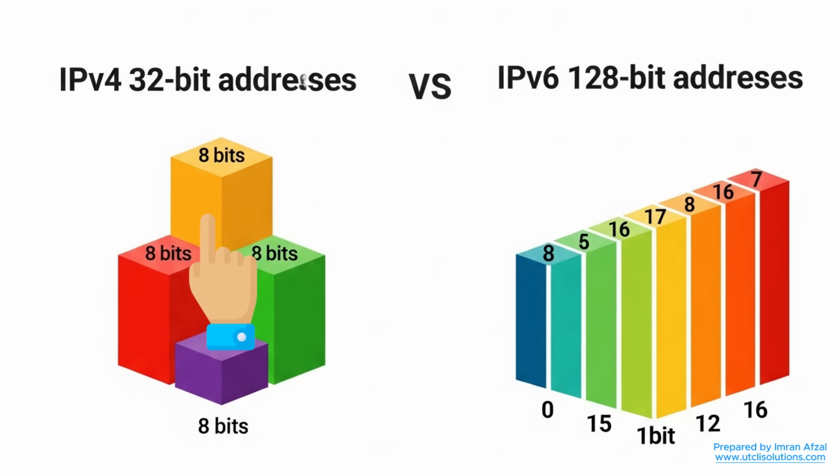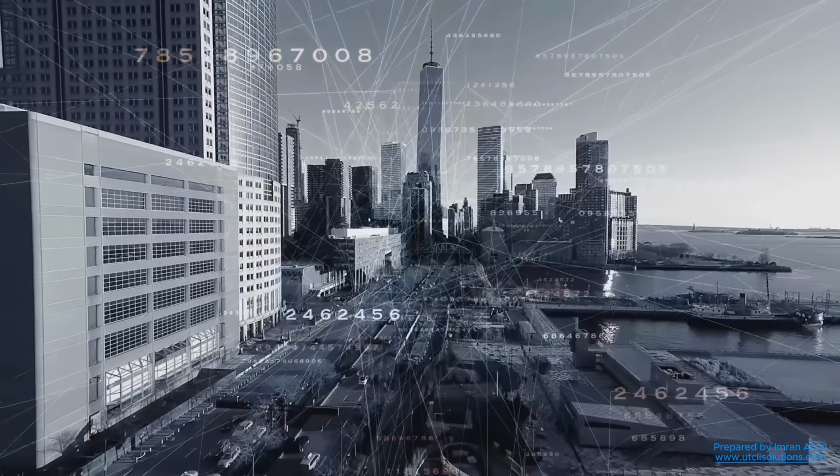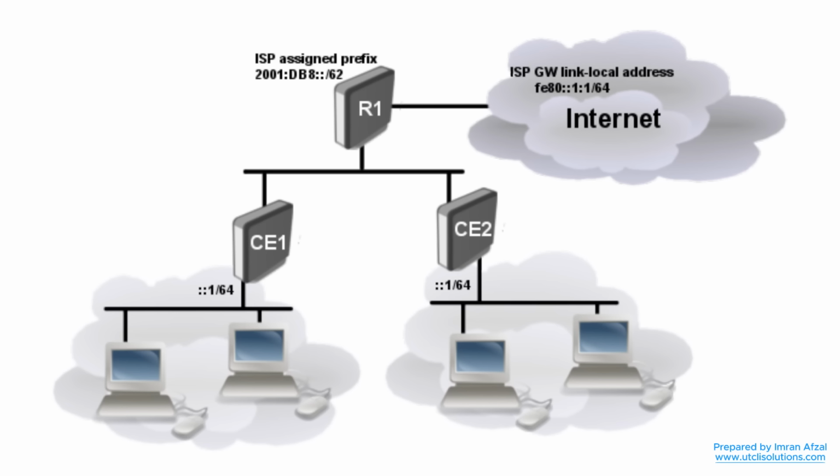So, what's the real difference between IPv4 and IPv6? First, it's the size. IPv4 has 32-bit addresses, which gives us about 4 billion combinations. IPv6 has 128-bit addresses, which gives us a crazy huge number of combinations. Second, IPv6 is faster and more secure. It was designed with modern internet needs in mind. It can handle more data and more devices at once.